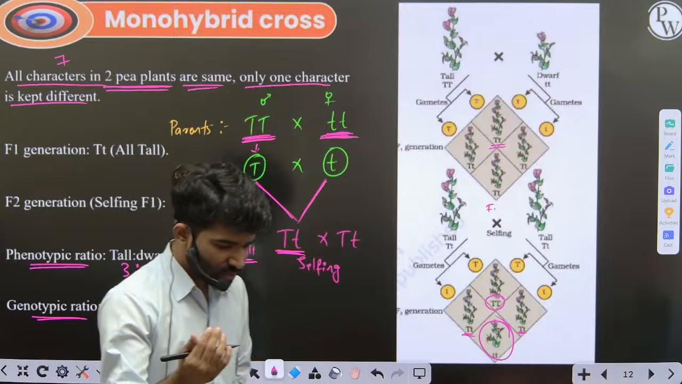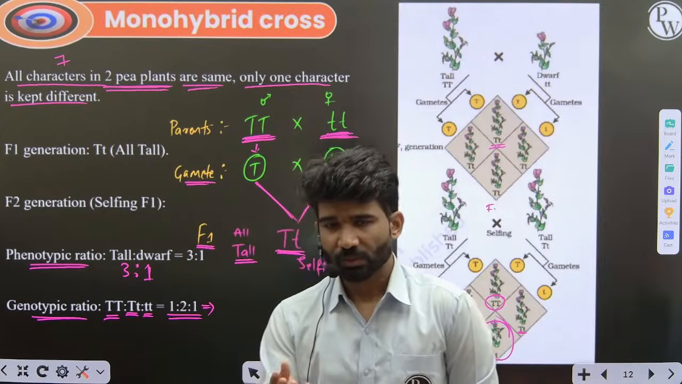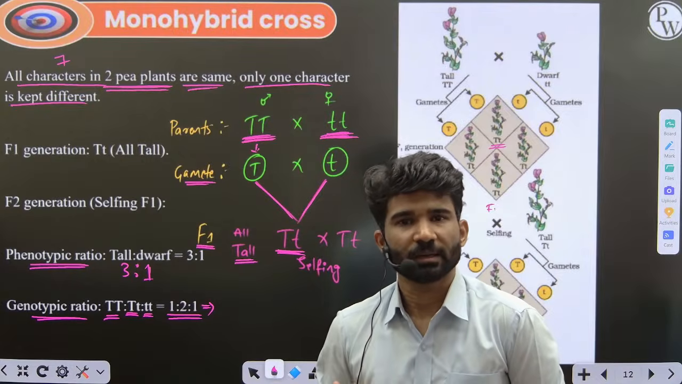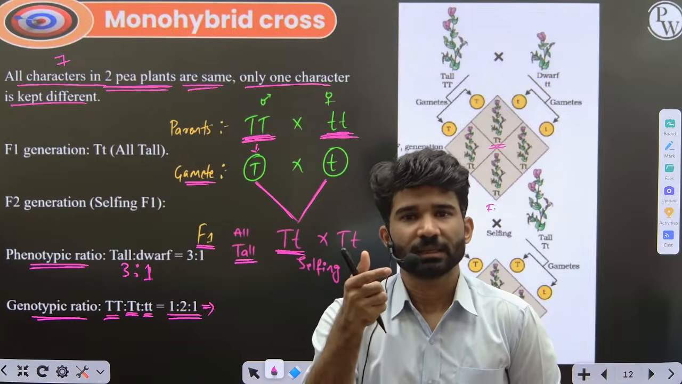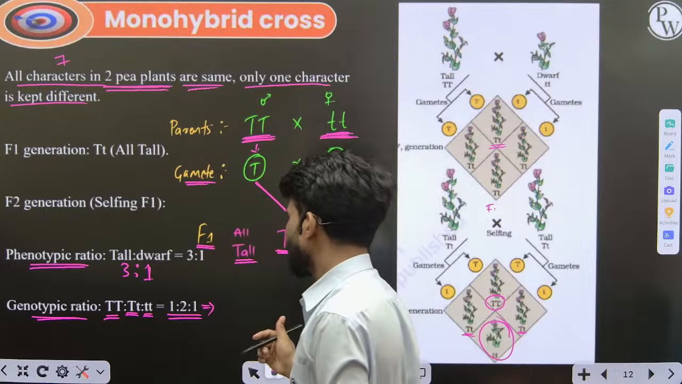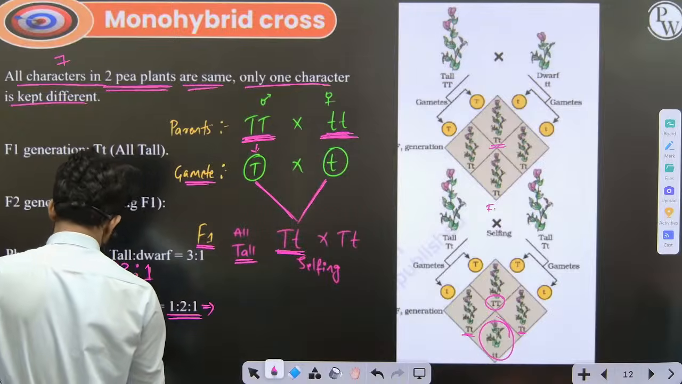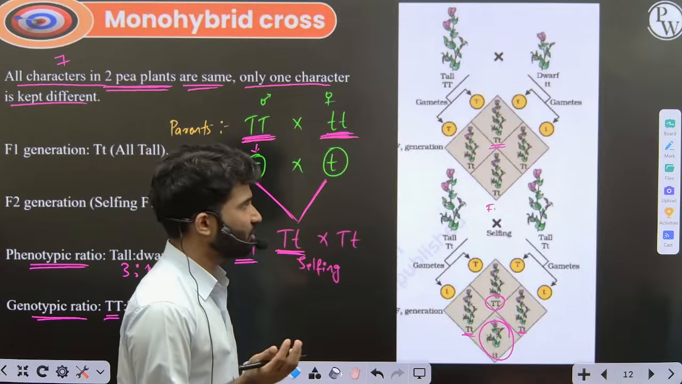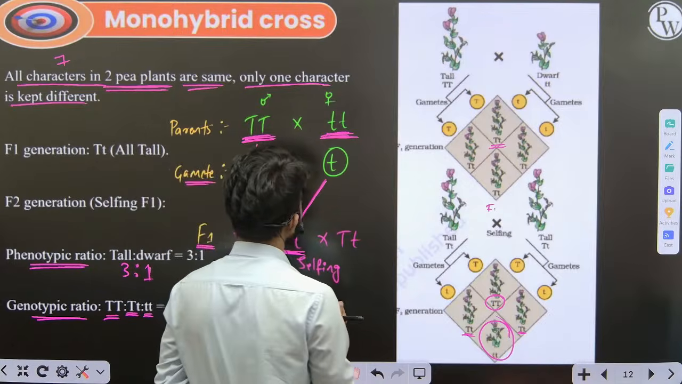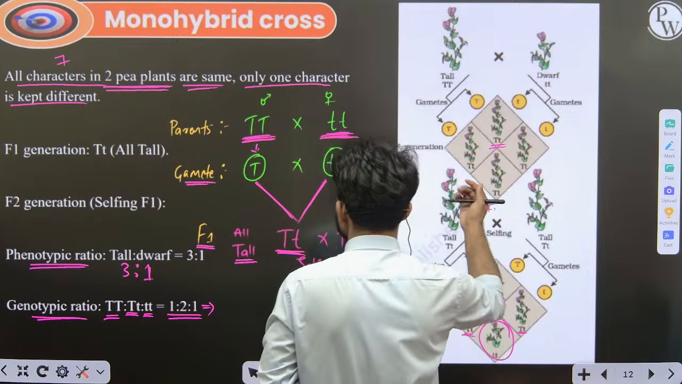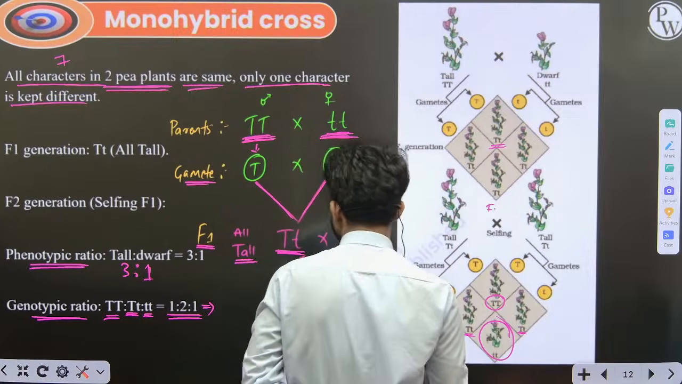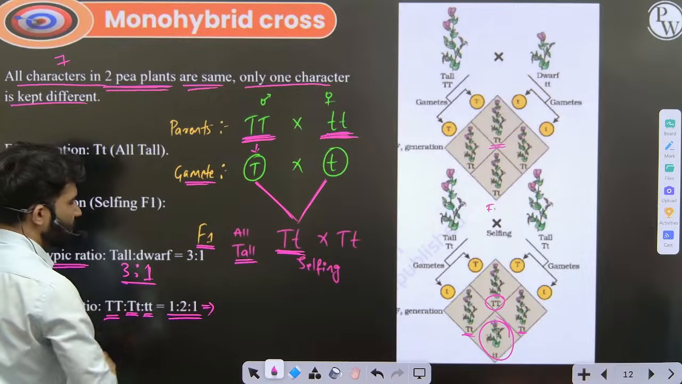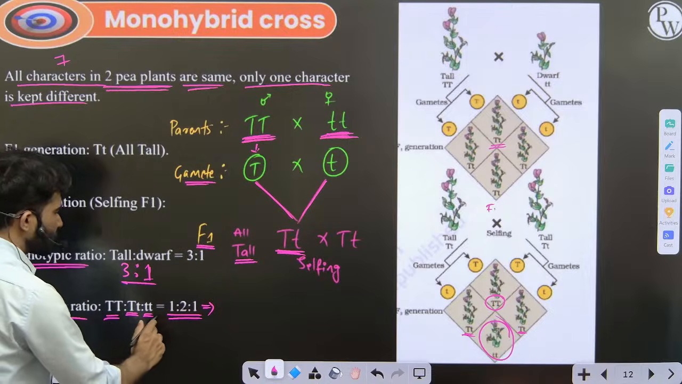But how can the genotypes be known? To identify what genotype was in the different plants, that is called a test cross. The class will get tall and dwarf plants in the ratio, and the genotypic ratio is.